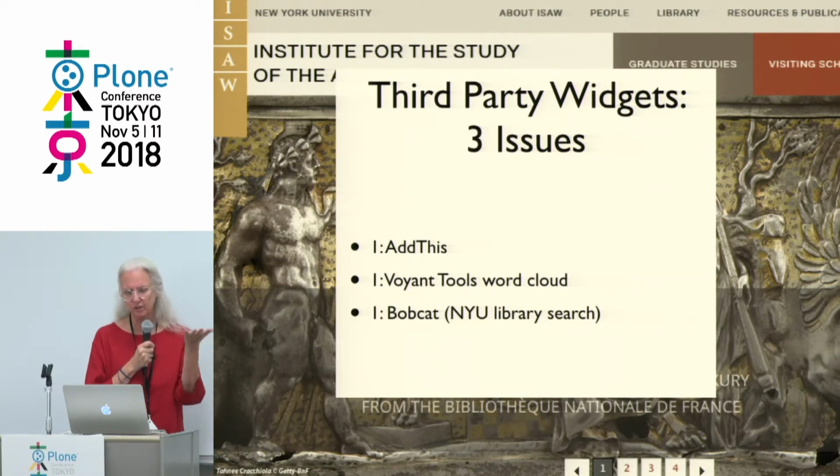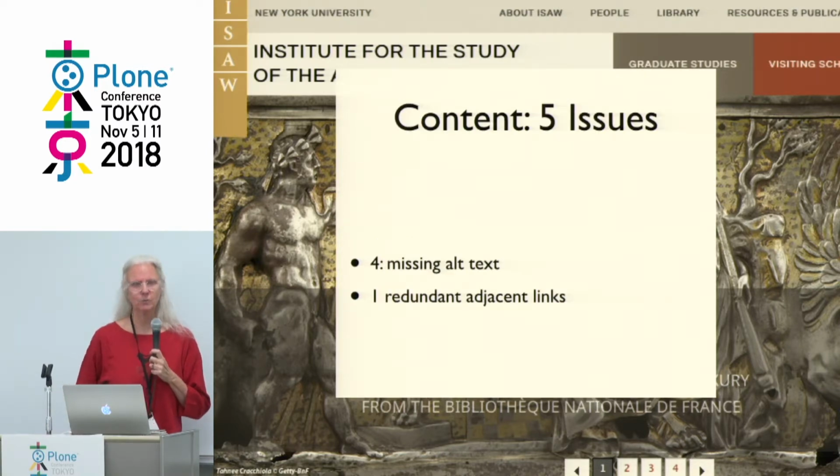One was due to this Voyant Tools word cloud thing that they used on one of their pages. They also just got rid of that. And one was due to NYU's library search, which is called Bobcat. This little search widget that they were required to insert in their pages was not accessible. All right, and finally, there were a few content issues, missing alt text, and one of those adjacent redundant link things that needed to be fixed manually.